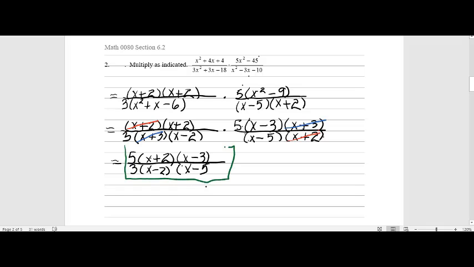This is in its most simple form. There's no need for me to multiply these factors out. In these problems, any factors that remain are left in factored form. So that would be the complete work for problem 2.